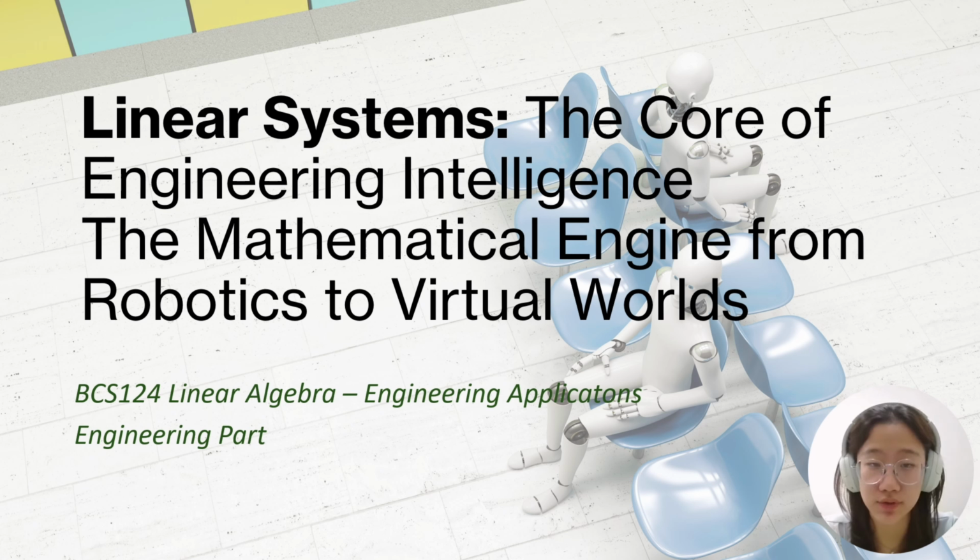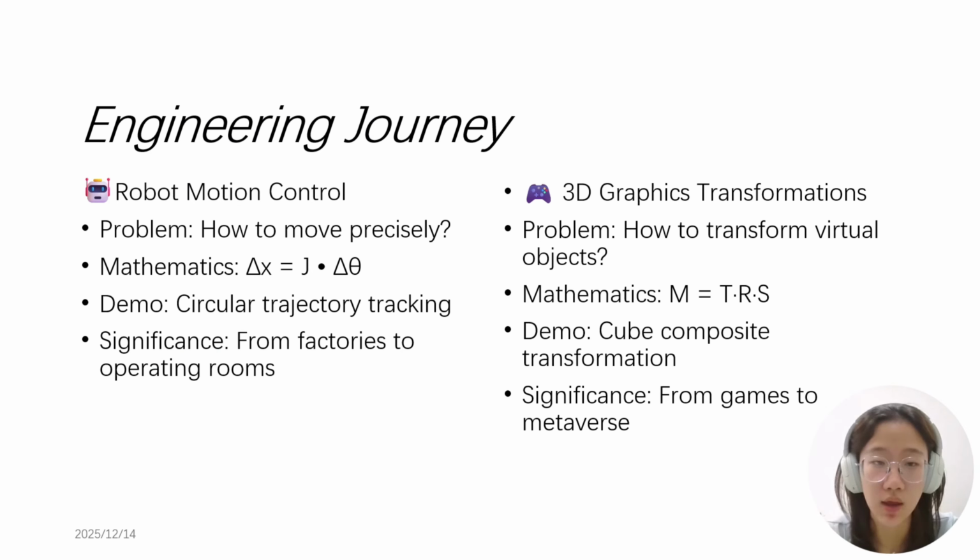We have just seen how linear systems act as the brain of artificial intelligence. Now, I will take you on a journey to see how they control the body in robotics and how they build virtual worlds in computer graphics. Let's look at the engineering applications. In our engineering journey, we will explore two aspects: robot motion control, and 3D graphic transformations.